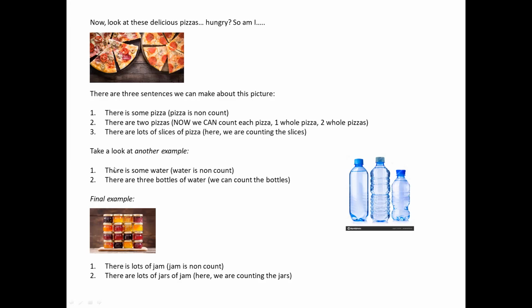In example number 2, water. There is some water. Or we can count bottle, 1 bottle, 2 bottles, 3 bottles. In this case, we changed it to a count sentence. There are 3 bottles of water.